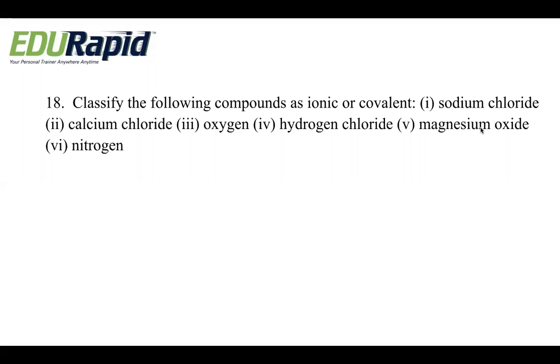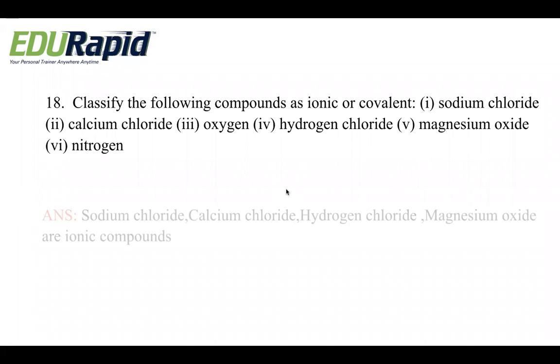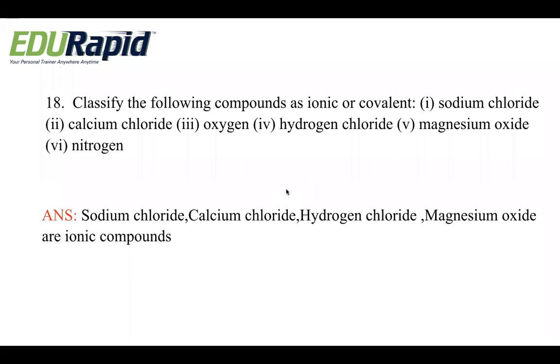Hydrogen chloride, HCl. Yeah, it is an ionic compound, from Hemant. Last, magnesium oxide, that is MgO. The fifth one is also ionic. Lastly, nitrogen. What about nitrogen? Is it ionic or covalent? Yes, Hemant, exactly, it is a covalent compound. So out of this, oxygen and nitrogen are covalent. The others are all ionic compounds.